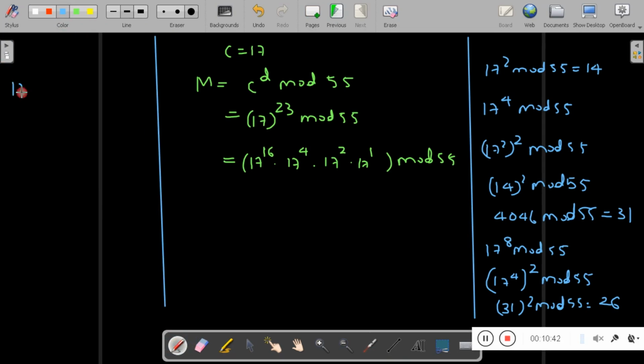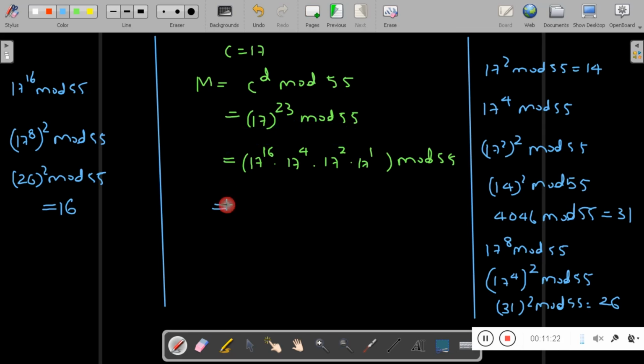17 raised to the power 16 mod 55. I can write this as 17 raised to power 8 raised to power 2 mod 55. This is nothing but 26 raised to power 2 mod 55. So 26 raised to power 2 mod 55 gives the answer 16. So here 17 raised to power 23 mod 55 is nothing but, I can write finally.